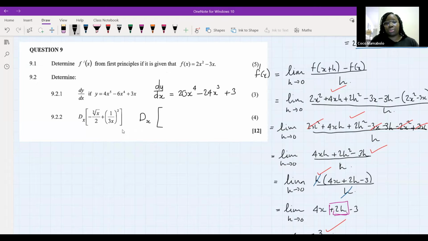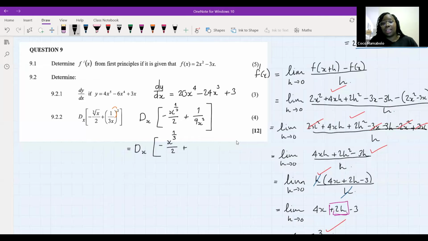Okay, so first thing we're going to do is we're going to get rid of that cube root. We're going to make it x to the power of 1 over 3. So I'm going to have negative x to the power of 1 over 3 over 2 plus, I'm going to multiply the square in first before we start. I'm going to get plus 1 over 9x squared, right? So I'm going to then continue. This is equal to d of x of negative x to the power of 1 over 3 over 2 plus. Now, the 9 is going to stay in the denominator, but my x squared is going to go up. It needs to be x to the minus 2 over 9.